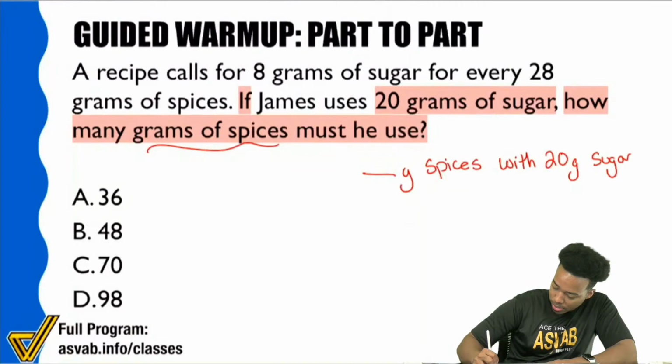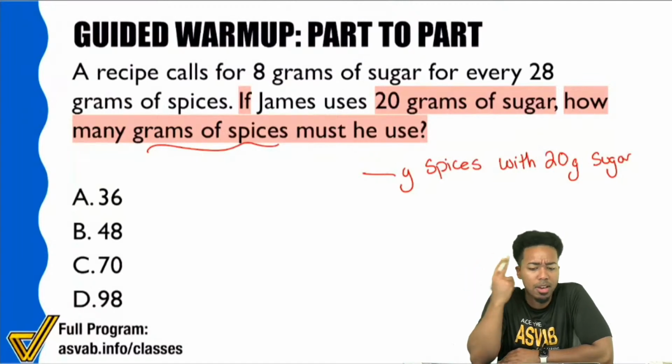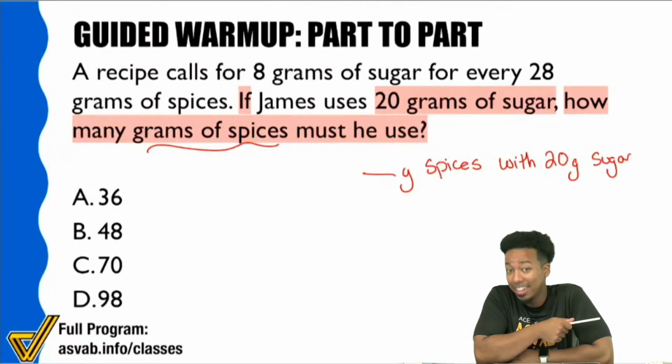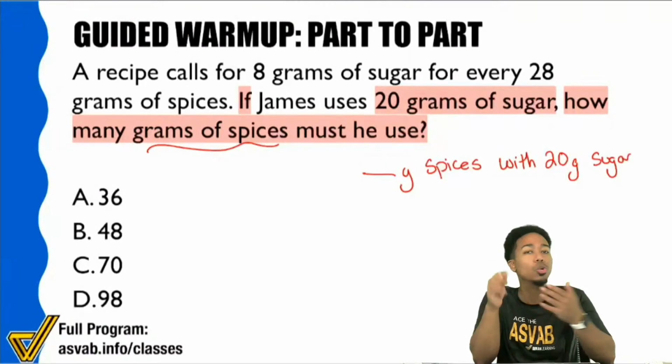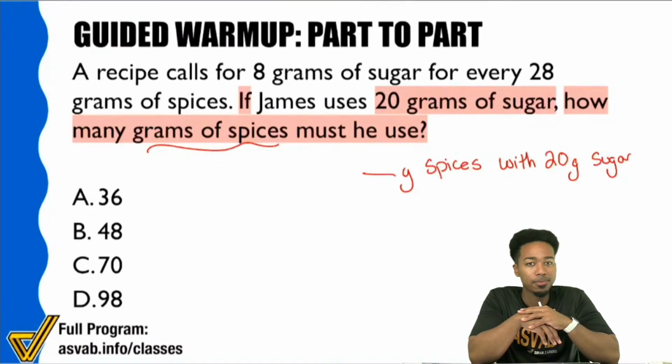Is that all right for you guys right there? If I'm writing down what the question's asking me to find, I'm looking for the number of grams of spices if I have 20 grams of sugar. Notice they're in the same sentence. It says, if we have this, how much of that? That is cluing you in on the relationship between those 2 pieces of information.